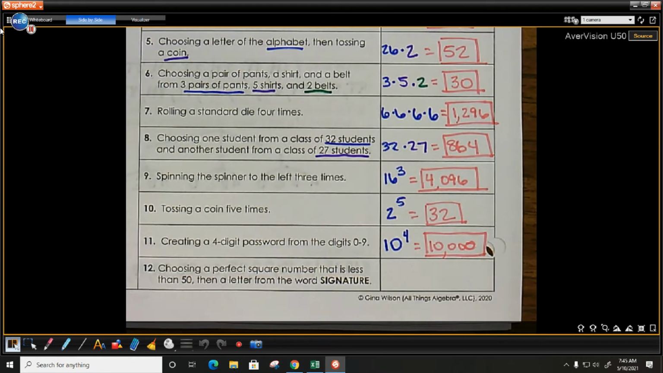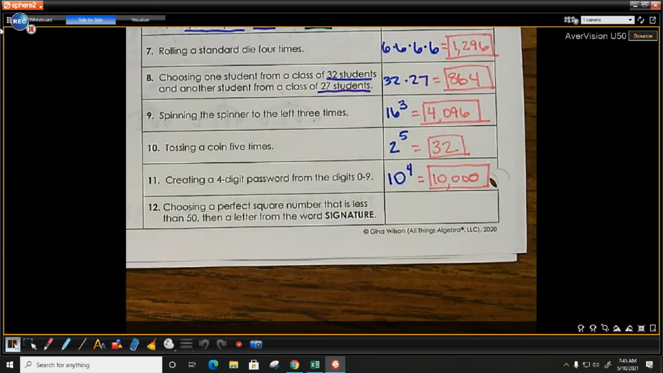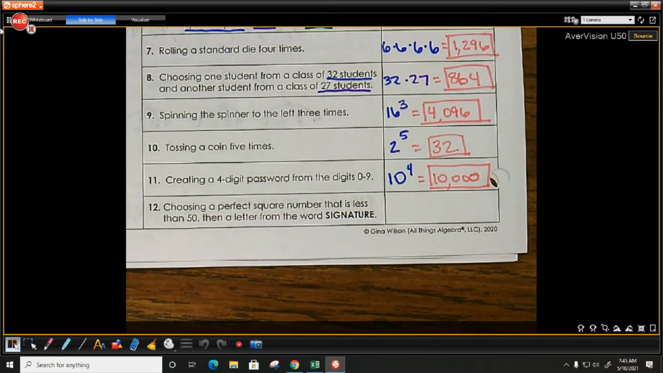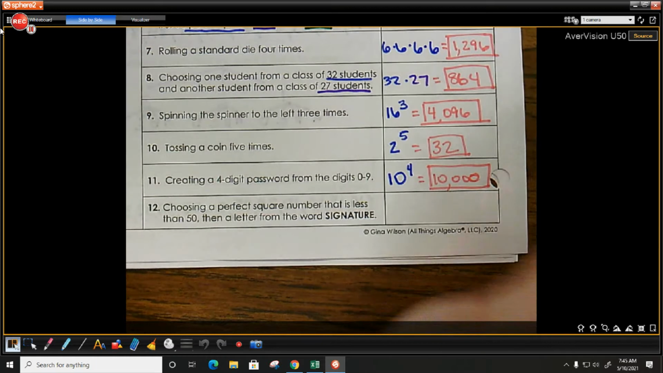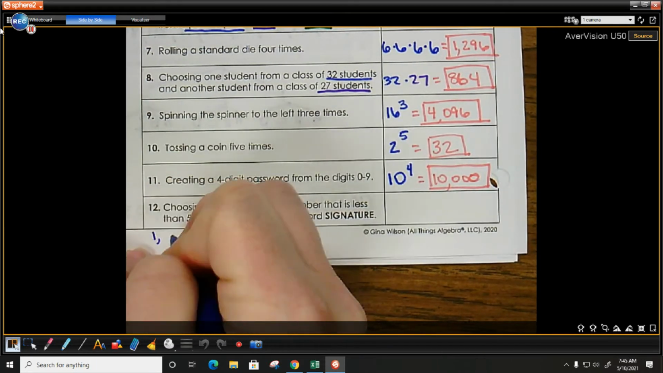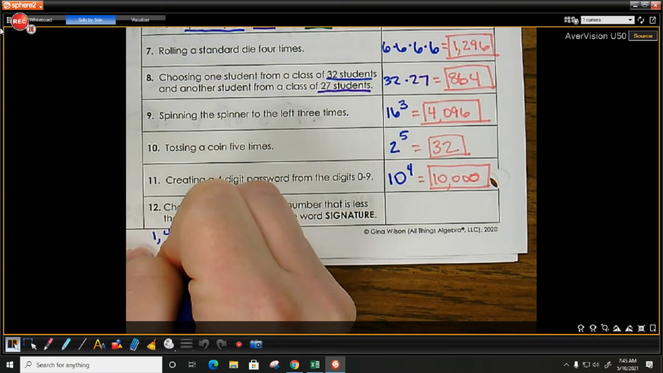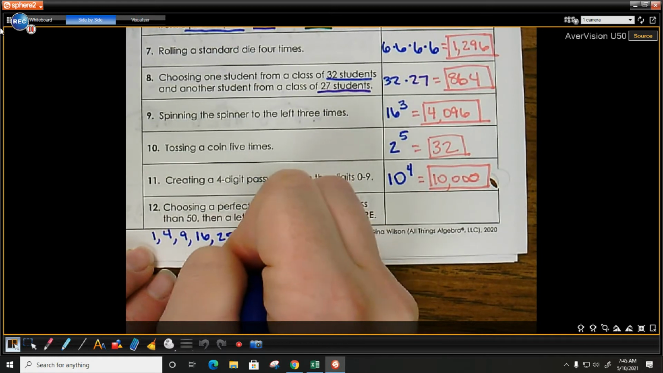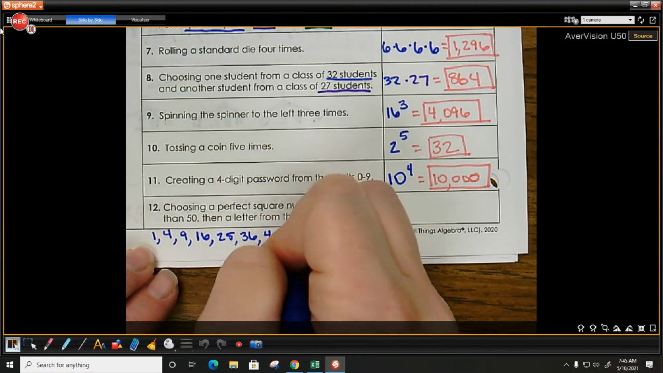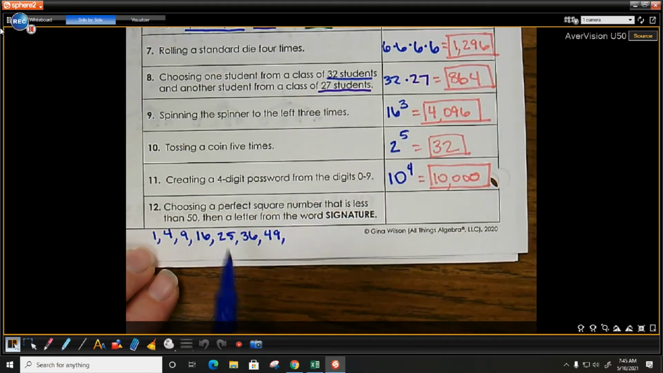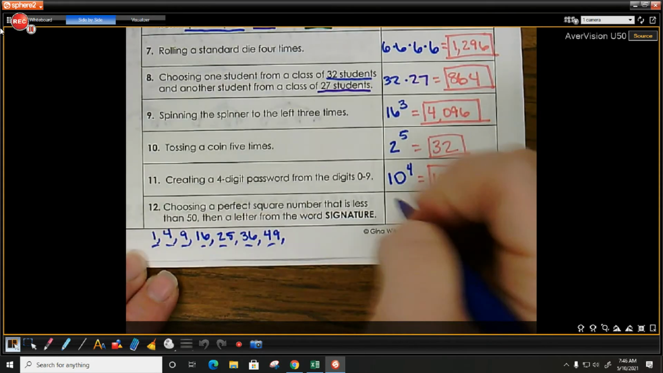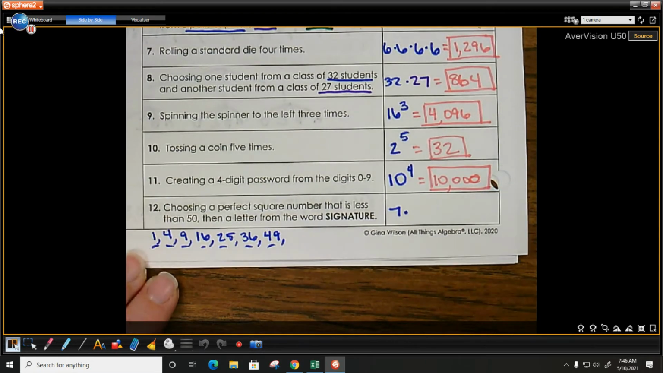Okay. Last one of these, guys. Choosing a perfect square number that is less than 50. Oh, we need to know some vocabulary. Perfect squares. What I would do is start with 1. 1 squared is what? 1. 2 squared, 4. 3 squared. 4 squared. 5 squared. 6 squared. 7 squared. 8 squared. But that's not less than 50. So that's 1, 2, 3, 4, 5, 6, 7 options. Times, how many letters are there?